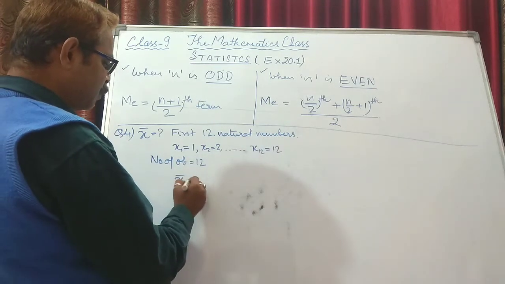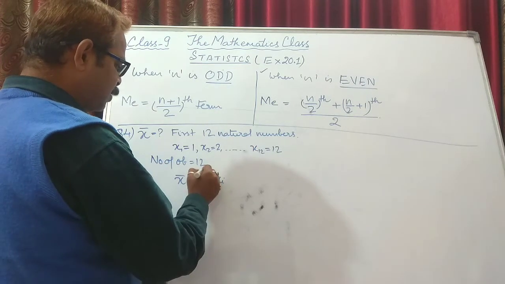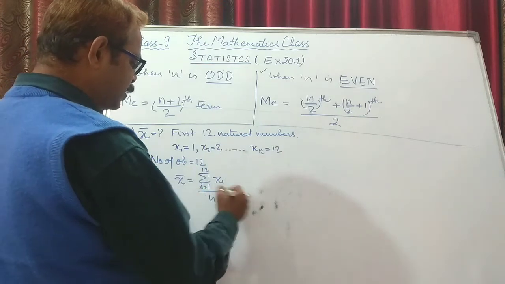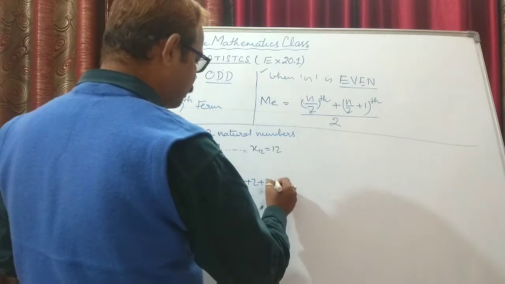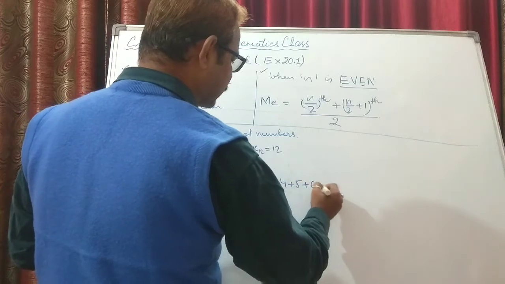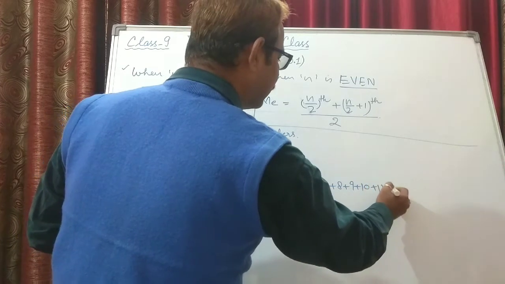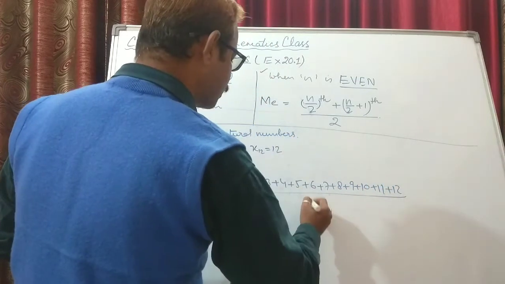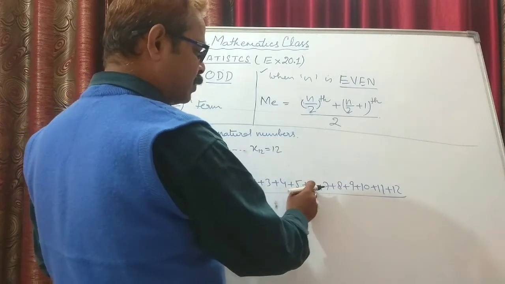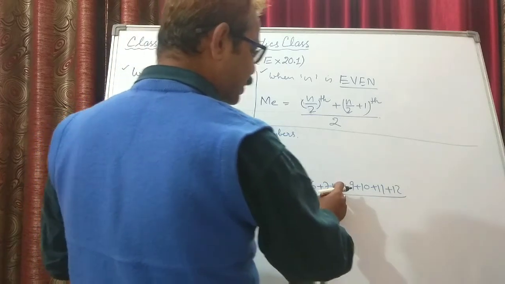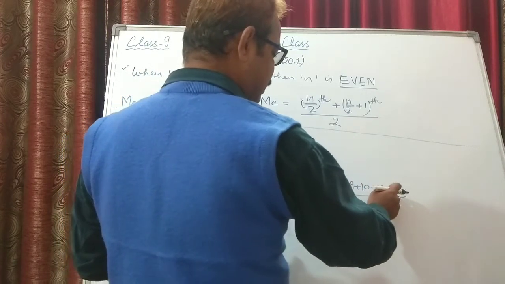So mean is equal to sigma xi, where i goes from 1 to 12, upon n. It means we should add 1, 2, 3 up to 12. So 1 plus 2 plus 3 plus 4 plus 5 plus 6, 7, 8, 9, 10, 11 and 12, divided by 12. Now adding: 3, 6, 10, 15, 21, 28, 36, 45, 55, 66, 78.